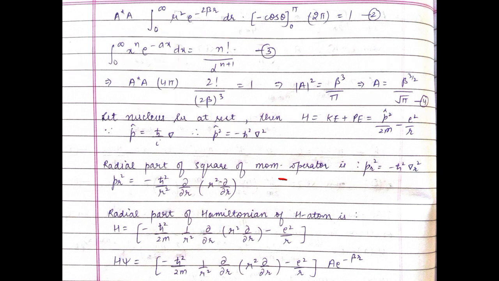So our Hamiltonian will take the form which is shown here, that is H will be equal to kinetic energy plus potential energy, where we know that kinetic energy is equal to p square by 2m, and potential energy is given by minus e square by r. So we know that momentum operator is given by h cut upon iota del, and if we square it, we will get p square equal to minus h cut square del square.